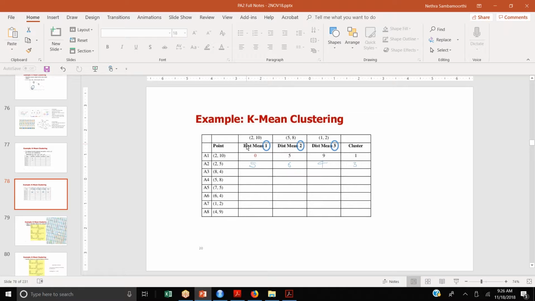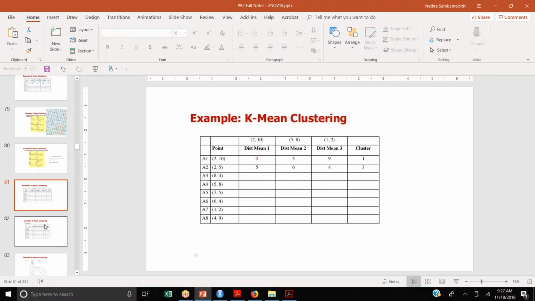Anyway, we are calculating the distance between (2, 10) with respect to (2, 10). It's going to be 0, so that's not an issue at all. Nothing needs to be accomplished here. But if you look at the 5, 6, 4, the lowest is 4. So what does this mean? This means A2 belongs to cluster 3. Do you buy that? It's the closest among 1 to 3, it's closest to 3. So I can fill up the whole thing and identify what the clusters are. Agreed? Everybody?